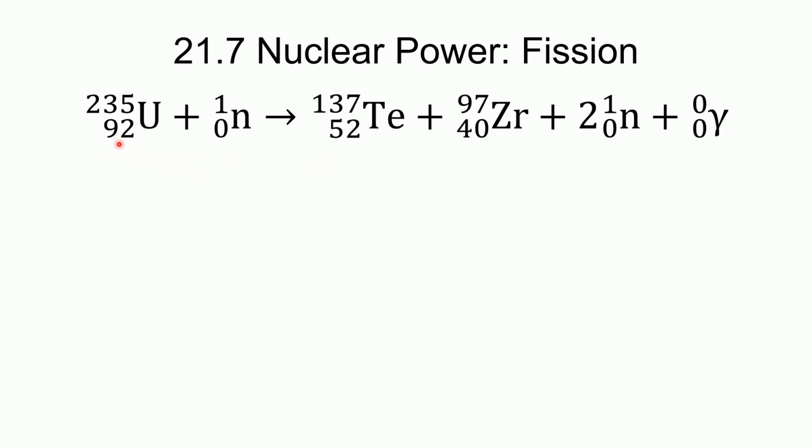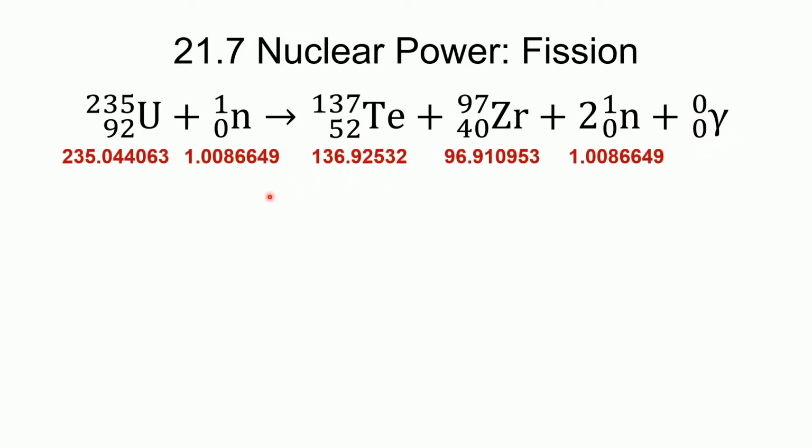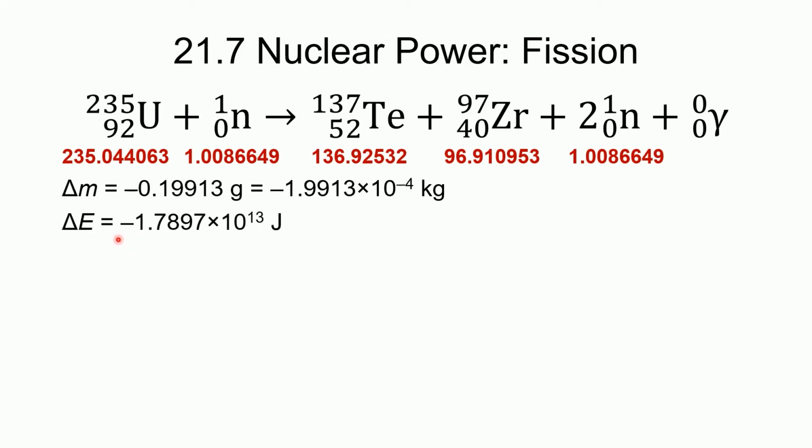So this is the nuclear fission reaction of uranium, and this is just one of many nuclear fission processes that can occur. When a neutron hits the uranium, we end up getting two smaller particles plus two neutrons and gamma radiation. These are the masses, and we know how to calculate, based on this, the change in mass. So our change in mass would be products minus reactants. That gives us negative 0.19913 grams. Convert that to kilograms, and then we put that into Einstein's equation, and we will get the change in energy.